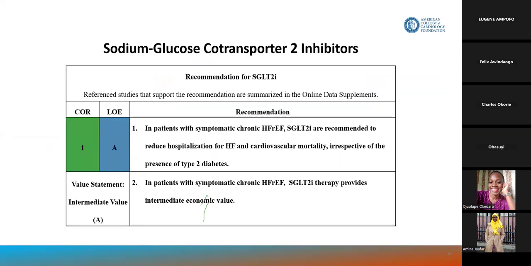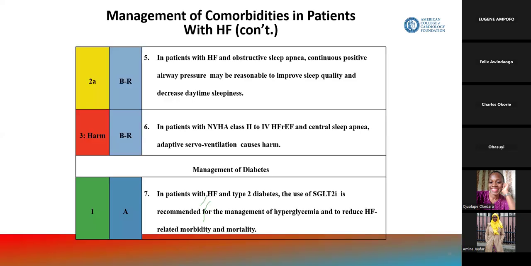The American College of Cardiology recommendation for SGLT2 inhibitors: in patients with symptomatic chronic heart failure with reduced ejection fraction, SGLT2 inhibitors are recommended to reduce hospitalization for heart failure and cardiovascular mortality, irrespective of the presence of type 2 diabetes. The value statement here is that in patients with symptomatic chronic heart failure with reduced ejection fraction, SGLT2 inhibitor therapy provides intermediate economic value. Then, for the management of diabetes: in patients with heart failure and type 2 diabetes, the use of SGLT2 inhibitors is recommended for the management of hyperglycemia and to reduce heart failure-related morbidity and mortality.